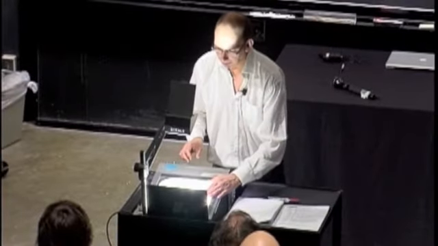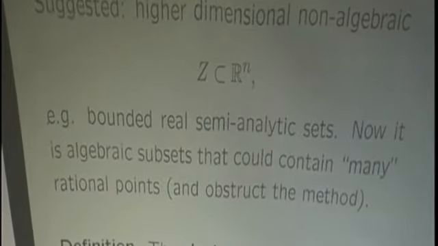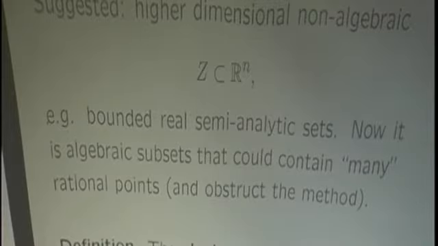So this suggested somehow to look at what could one say about the distribution of rational points on a higher dimensional non-algebraic set. Say, for example, a bounded semi-analytic set, the graph of an analytic function on some bounded region in the plane, or something like this. And in this case, when you have a non-algebraic set, it's now the algebraic subsets of that thing that could cause you a problem and could have many rational points on them. And in particular, they obstruct this determinant method.